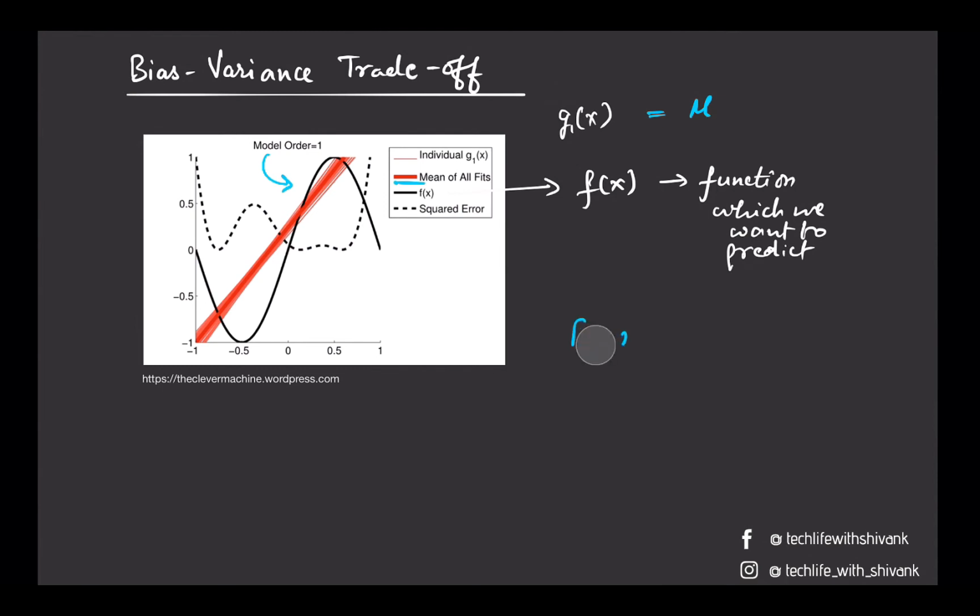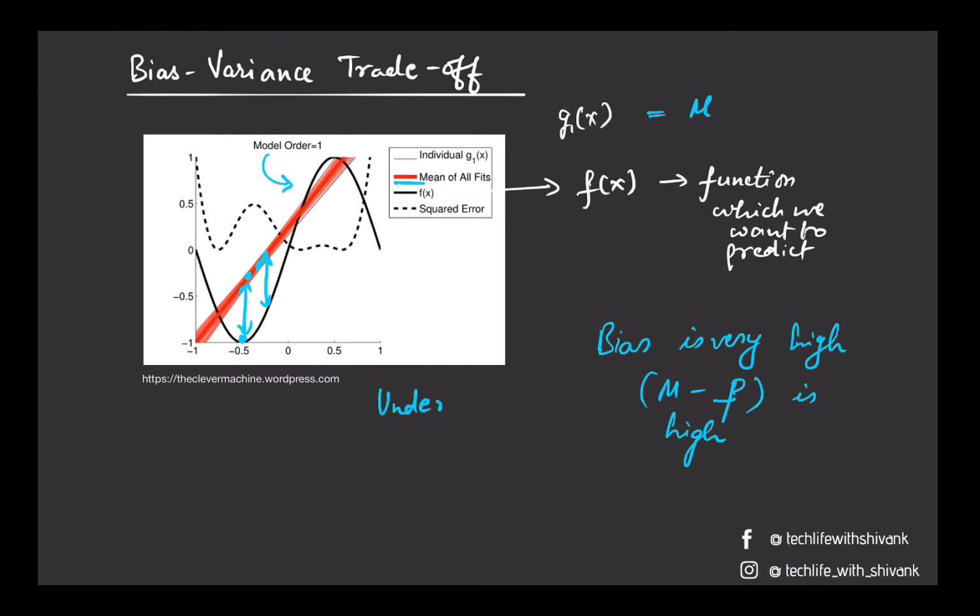So here we can see that the bias is very high because the difference between mu and f is very high. So mu is the dark red line, mu is here and f is the black line. The difference at many of the points is very high, and we are not able to learn the black line actually, and it's clearly the case of underfitting.